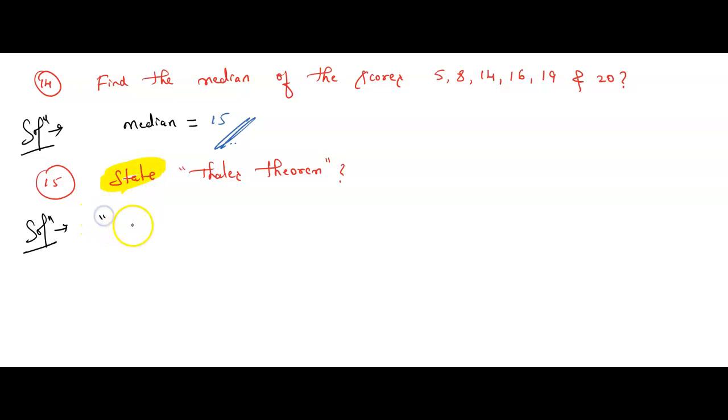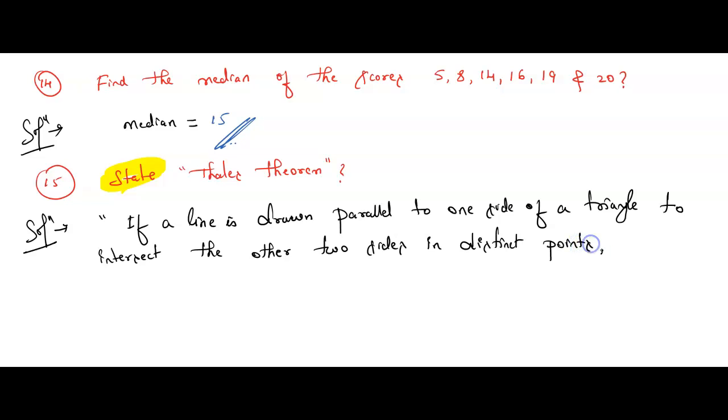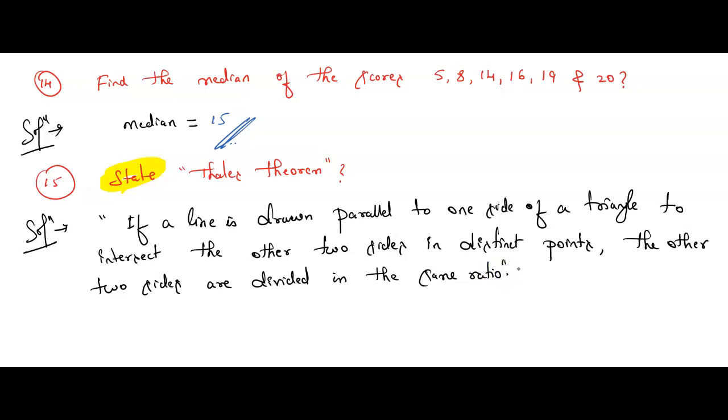The answer is: Thales theorem states that if a line is drawn parallel to one side of a triangle to intersect the other two sides in distinct points, then the other two sides are divided in the same ratio. So this is the statement of Thales theorem.